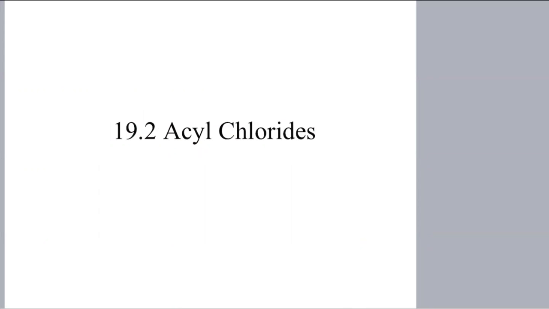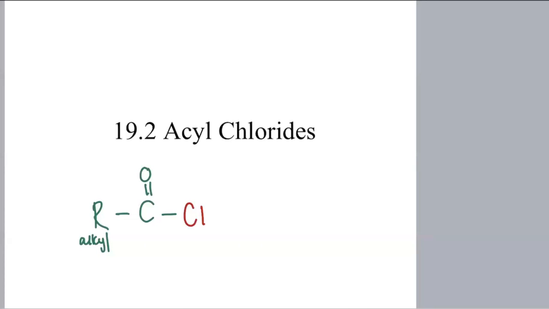So acyl chloride is a derivative of a carboxylic acid. That means it comes from carboxylic acid. If I just write down R, which stands for any alkyl group, it can be H, it can be methyl, it can be ethyl, propyl, and etc. So this is my carboxylic acid. Acyl chloride is when I have the OH replaced with chlorine.